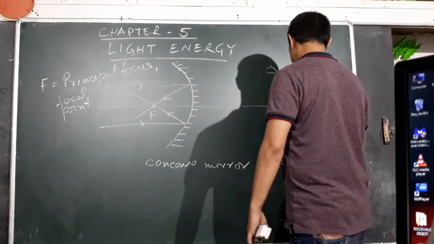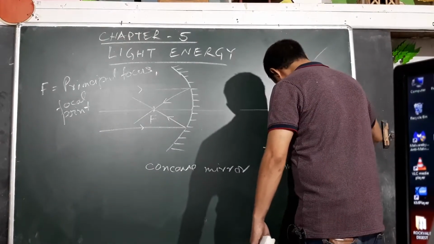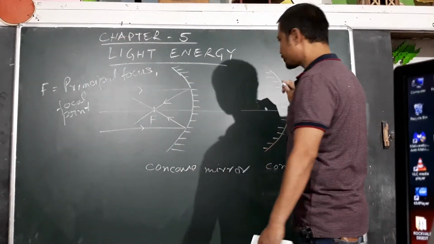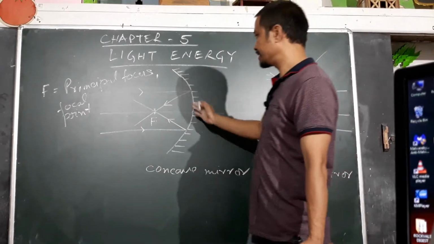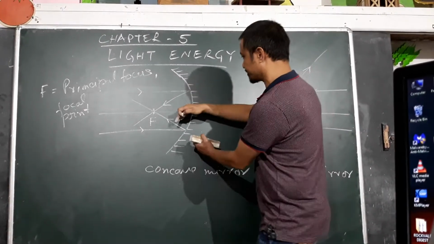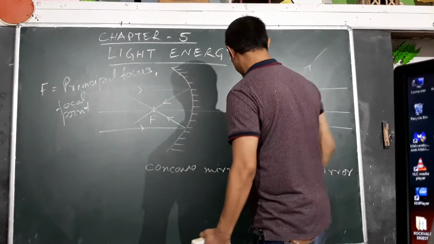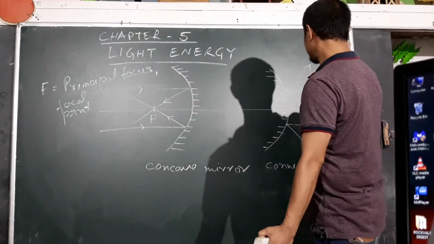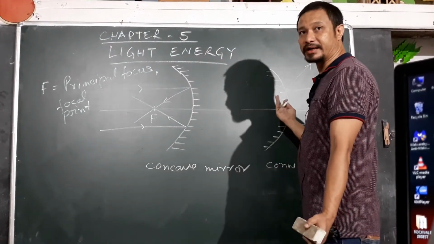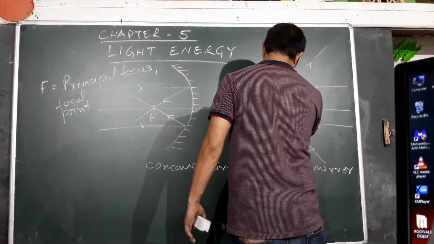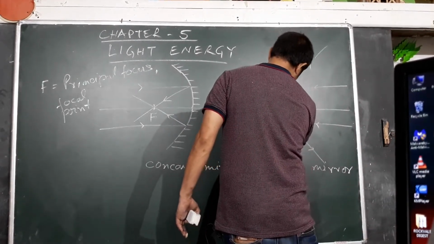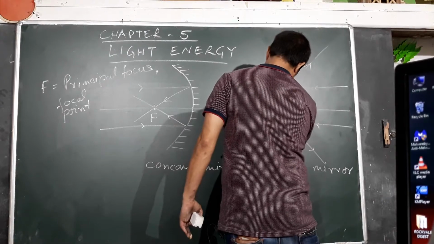It bounces off. So the question might arise: in a concave mirror, after reflection, after it bounces off, the rays meet at a point. But in a convex mirror, they are bouncing off. They are not meeting at any point. So what you need to do is you need to trace.